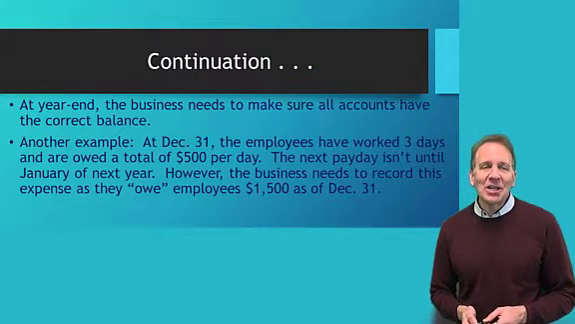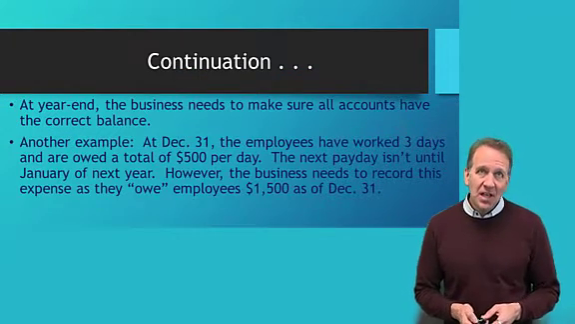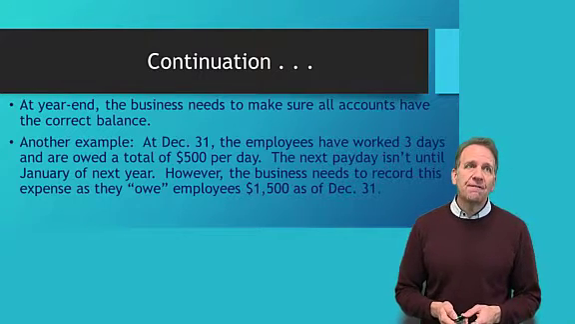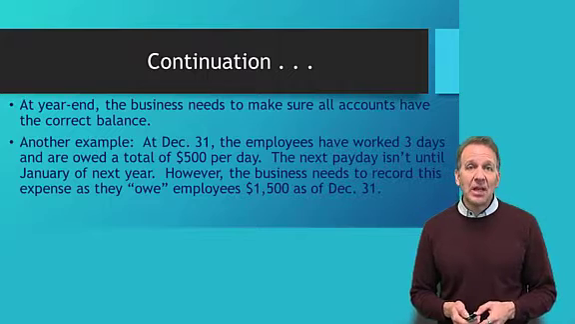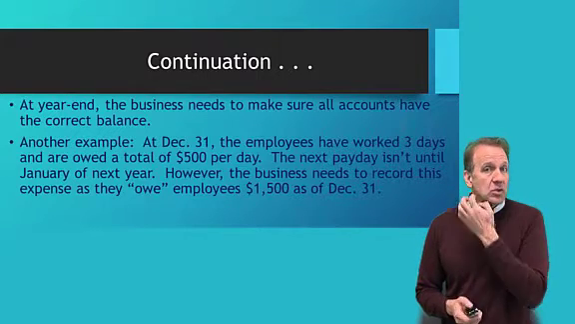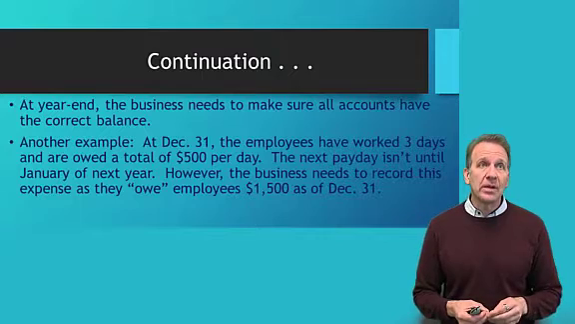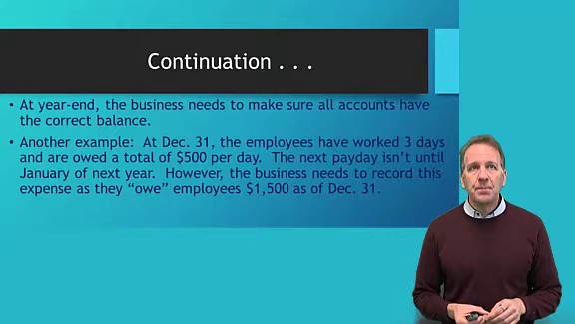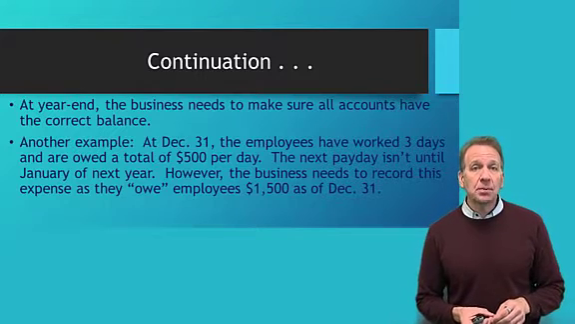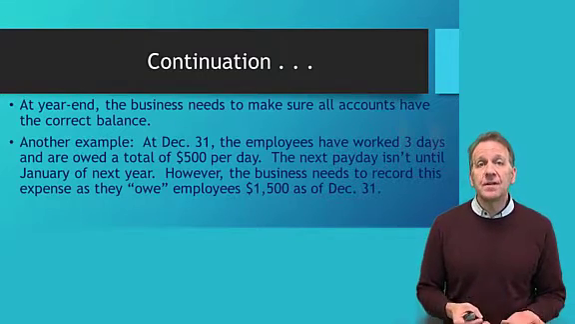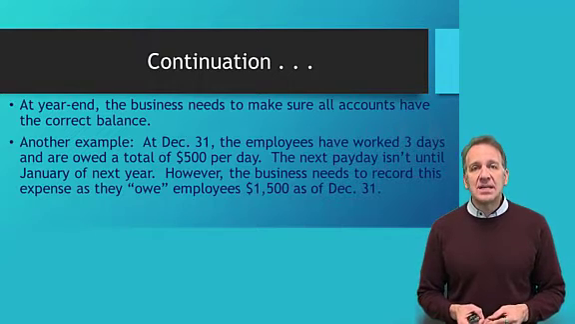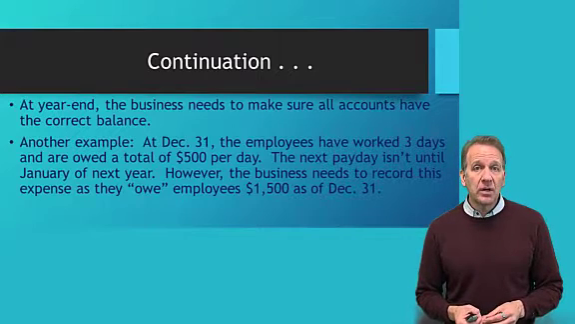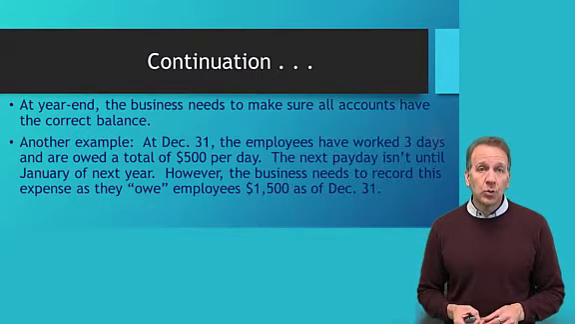Let's take a look at another example. On December 31st, these employees have worked 3 days and are owed a total of $500 per day. So each employee has earned a total of $500 for the day for the 3 employees. The next payday isn't until January the next year. The business, however, does owe these employees the $500, or a total of $1,500, for these last 3 days of the year. So, once again, we have to record an adjustment for these accrued expenses.